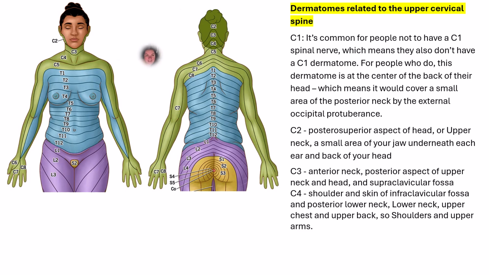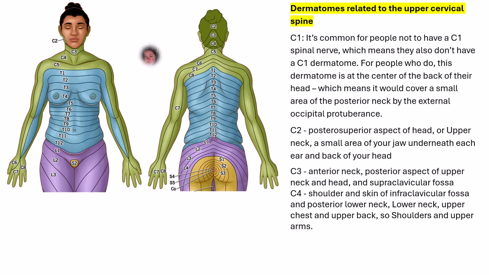All right, let's dive into the cervical dermatomes, from the cervical spinal nerves. So it's common for people not to have a C1 spinal nerve, which also means they don't have a C1 dermatome, all right? For people who do, that dermatome is at the center of the back of their head, sort of where someone would wear a high bun in their hair, which would also cover a small area of the posterior neck by the external occipital protuberance, right? When you put your hand right at the back of your head, that's that big bump at the bottom of your skull before it dips into the softer portion of your upper neck.